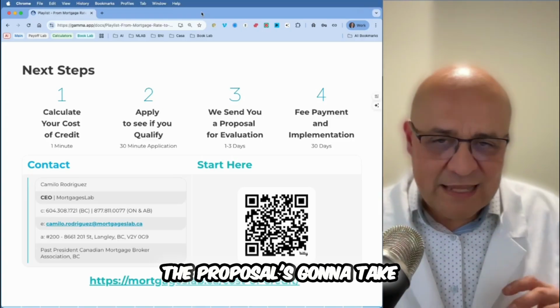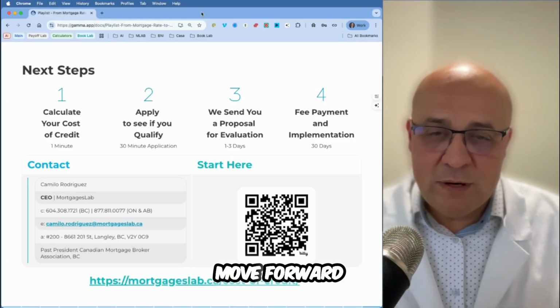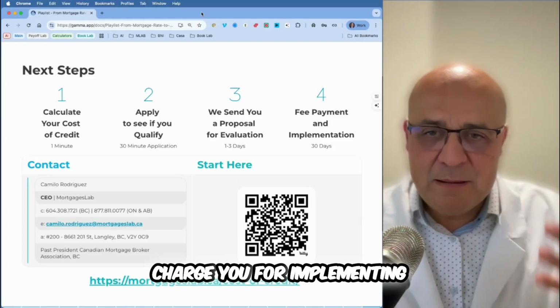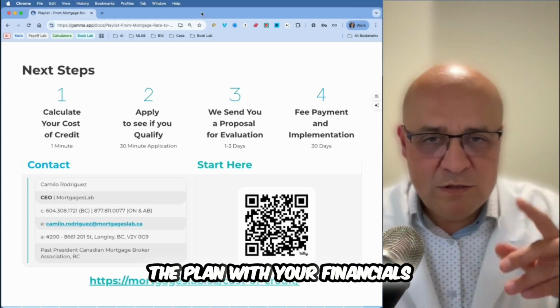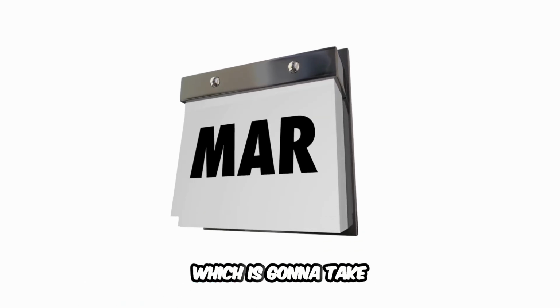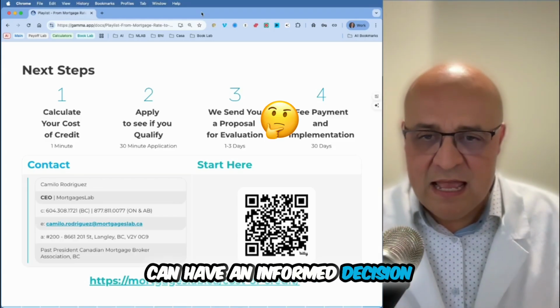The proposal is going to take us 1 to 3 days, and then you can decide if you want to move forward. And then there's a fee that we're going to charge you for implementing the proposal and implementing the plan with your financials, and the implementation is going to take 30 days. We'll have all the numbers there so you can make an informed decision.